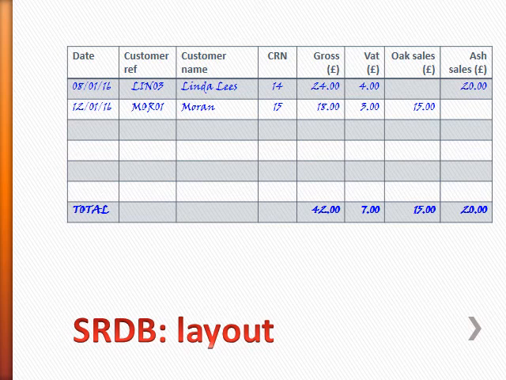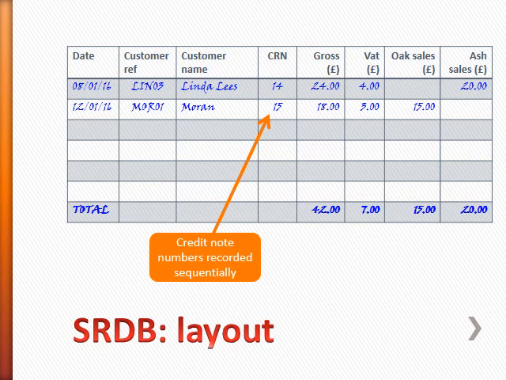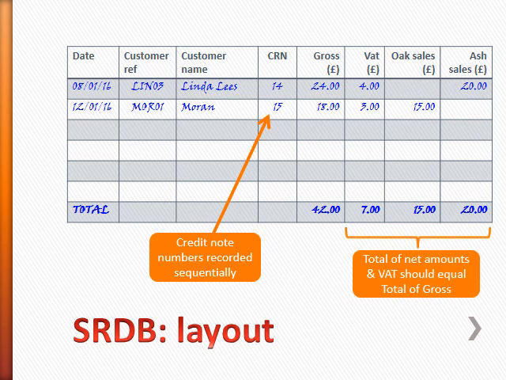Okay, so up on the screen I've brought an example of a sales returns day book, and we can see that it is very similar to the sales day book. In fact, the only difference is that rather than an invoice number column, we've got a credit note number column. Again, remember, our credit notes should also be recorded sequentially.